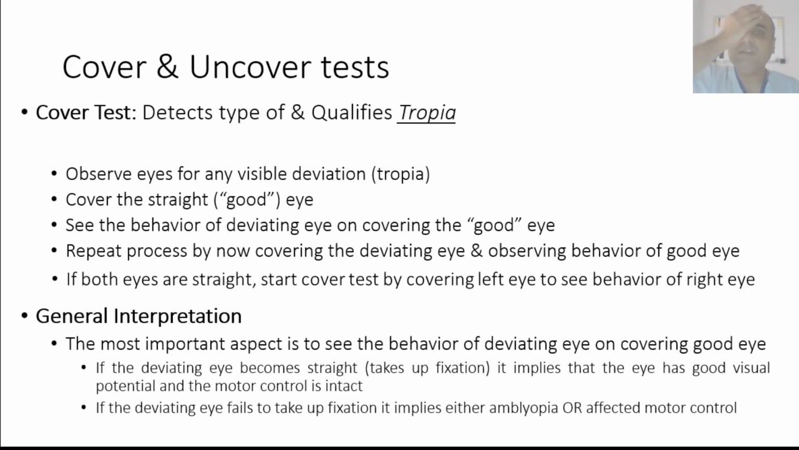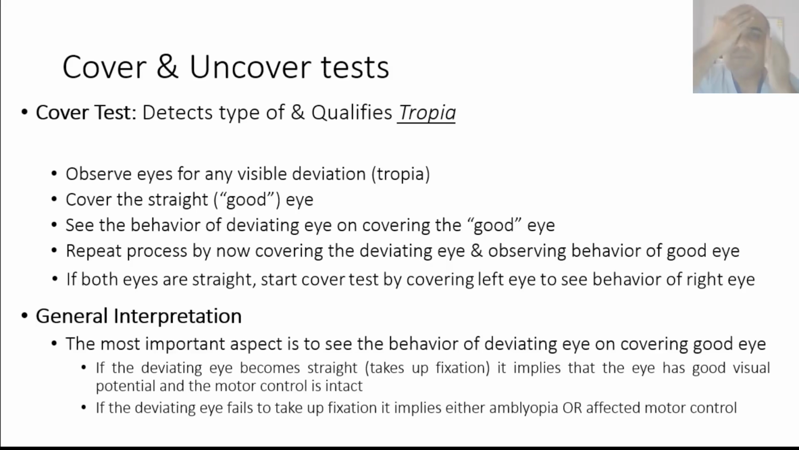The other possibility is that you cover the good eye and the bad eye does nothing. And that would imply that the motor control of this eye is bad, or this eye has become so amblyopic. And we've talked about certain causes of amblyopia. We'll talk about one more cause of amblyopia when we do squint. This eye has become so amblyopic that it has no visual potential, it can't see.